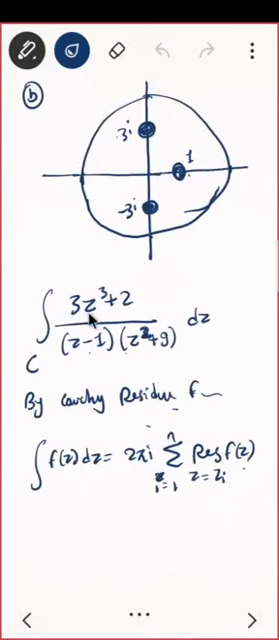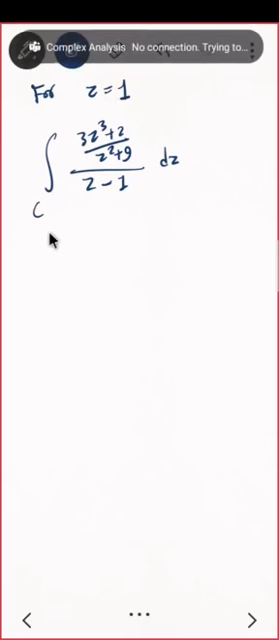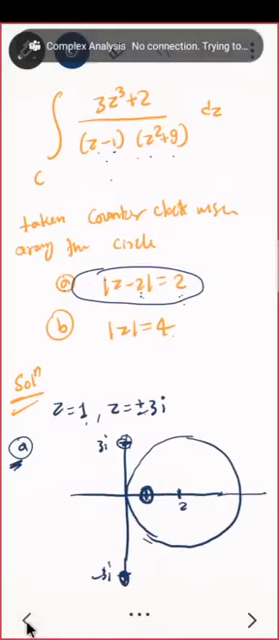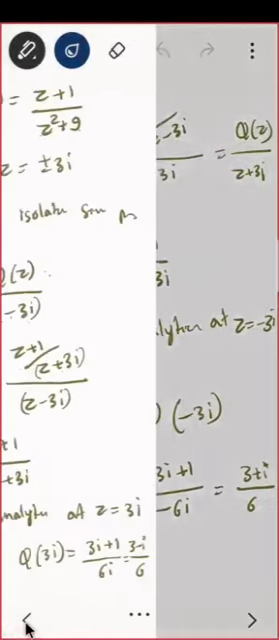For z equal to 1, can I write my function like this? That is 3z cube plus 2 upon z square plus 9, upon z minus 1, dz. Okay, so I'm trying to calculate the residue. Do you see, I have a theorem? I want to use that to calculate the residue. It is quite easy to do.